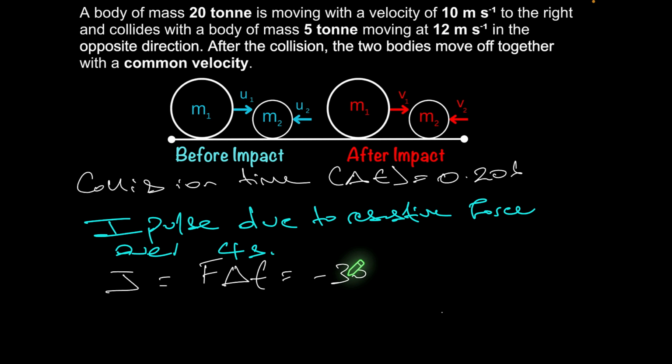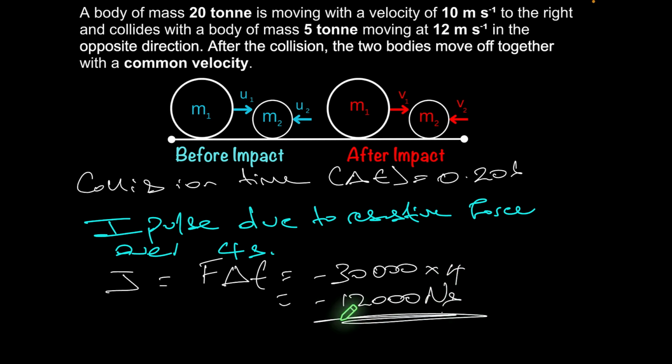So we'll have negative 30,000, and remember this was given, I've just erased it for some reason. So that would just be negative 30,000 multiplied by 4, which is over the 4 seconds period that we have here. So this will give us a final impulse of negative 120,000 newton seconds.